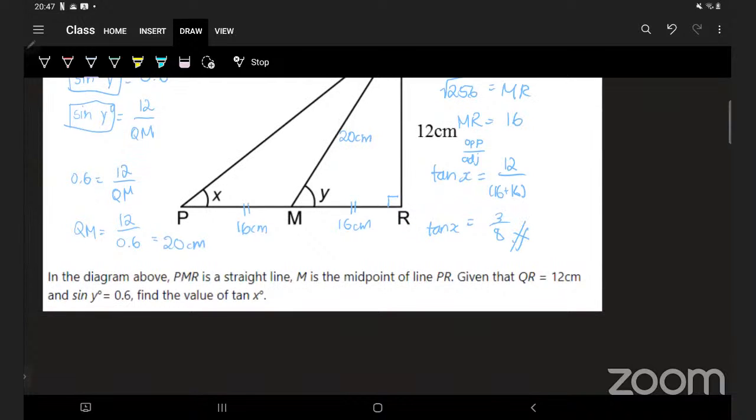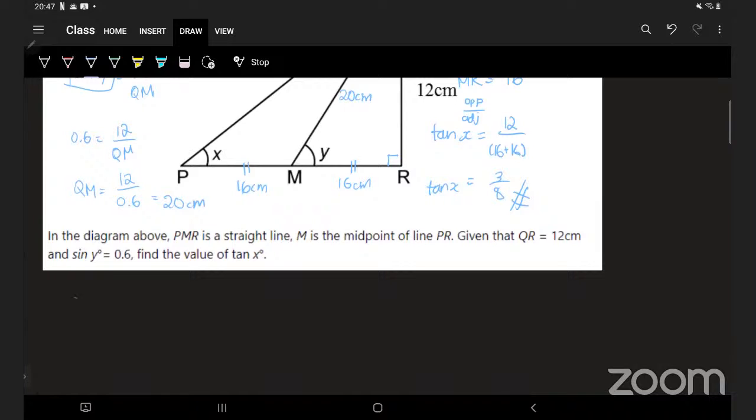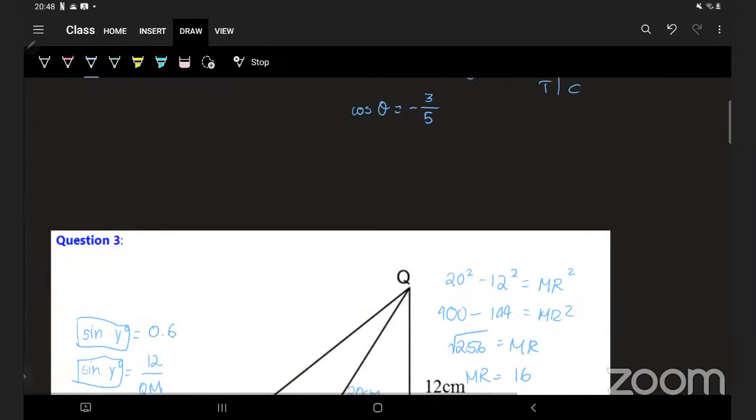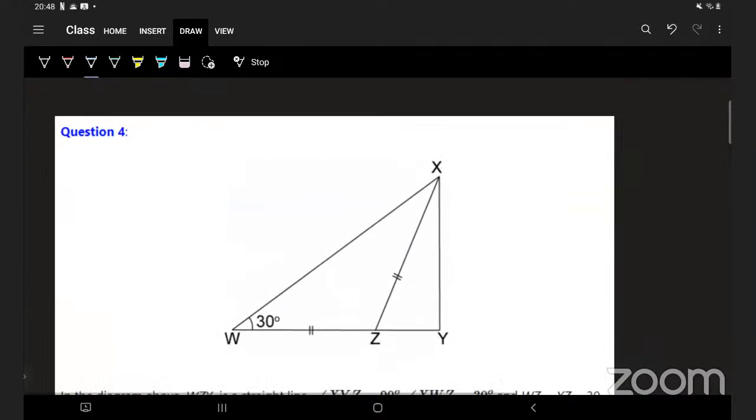So once again, this is the final answer, but let's go one step further and find the value of the angle X. X would be equal to inverse tangent 3 over 8. If you put that in the calculator, you should get 20.56 degrees. So that is the value of X. Now let's move ahead with question 4.